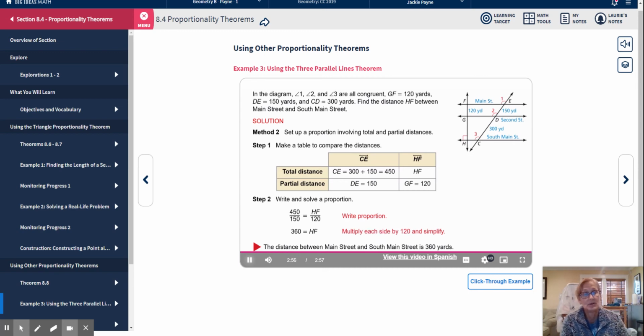So in a perfect world, you can do this both ways. Either find that smaller part, GH, and then add it to FG, or you can write small part to large part equals small part to large part. Just pick which way you want to do it.